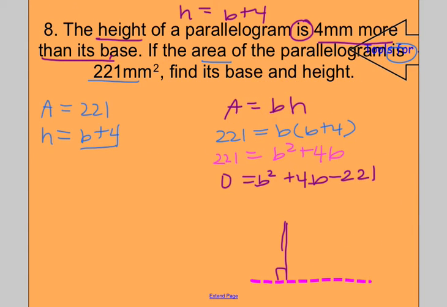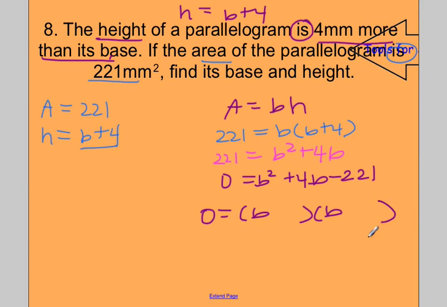All right, so we need to factor that. So I want to be saying what multiplies to negative 221 but adds to 4. This one might take a little bit of guess and check, but you could just start listing out your factors of 221. And you would find that 17 times 13 multiplies to 221. I need it to be a positive 4, so it would be plus 17 minus 13.